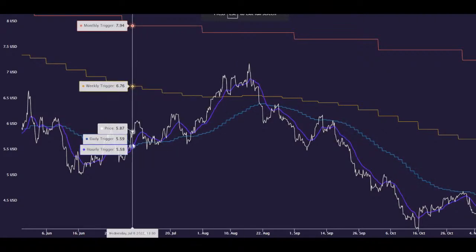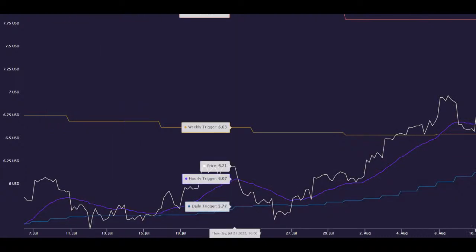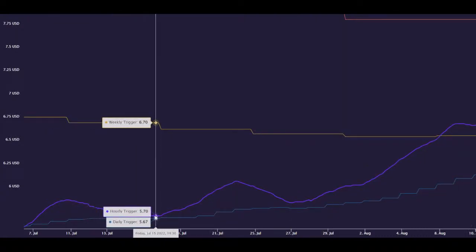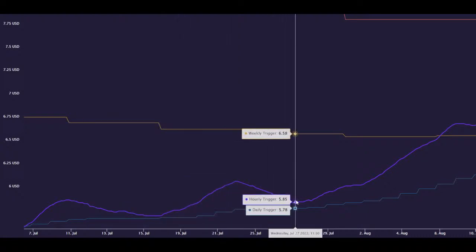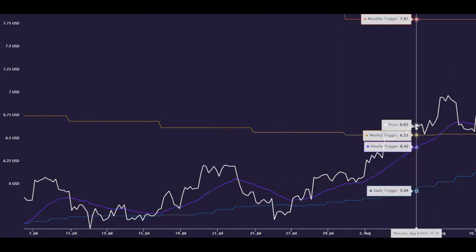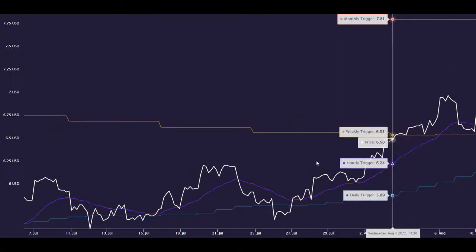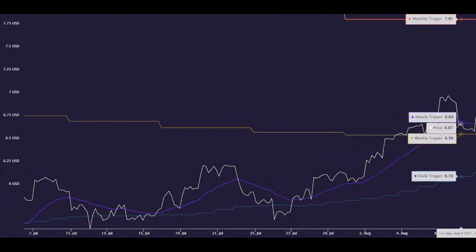First of all, right here you can see multiple airplanes. So here's your first one. The hourly trigger comes down to the daily trigger, resolves to the upside, and price makes a nice move up. Comes down to the daily trigger again, resolves to the upside, and price moves all the way straight to the weekly trigger. This is a very common setup. You have an airplane setup and price runs straight to the uppermost trigger.